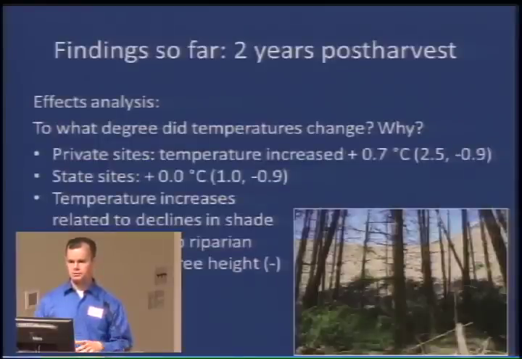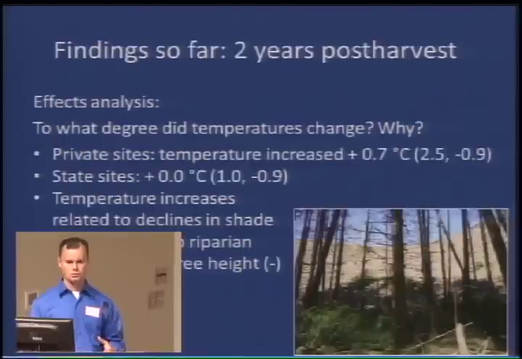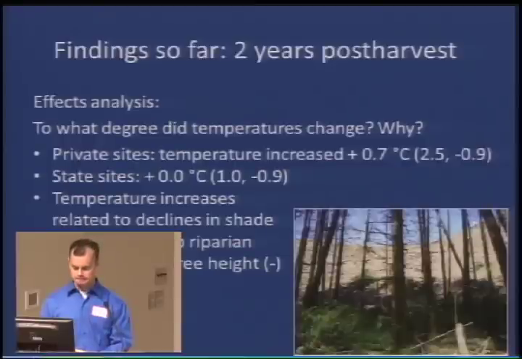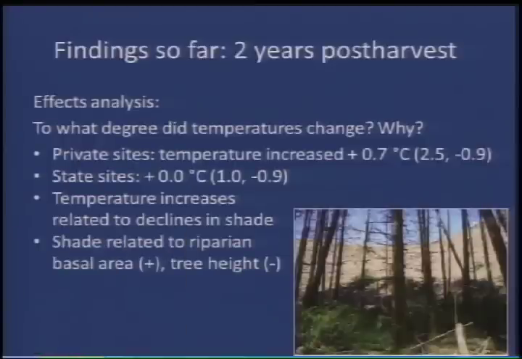But, so we know if shade's related to changes in temperature, but what affects shade? This is where we could pull in some of the vegetation data. Shade itself was related to riparian basal area. The more basal area you had, the more shade you had. And negatively to tree height.